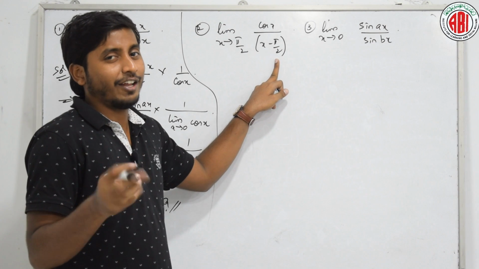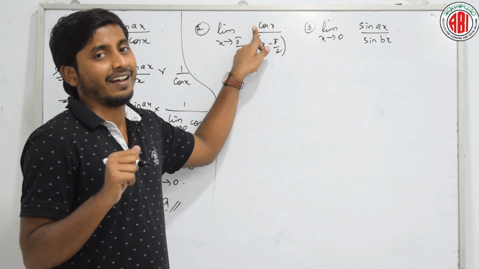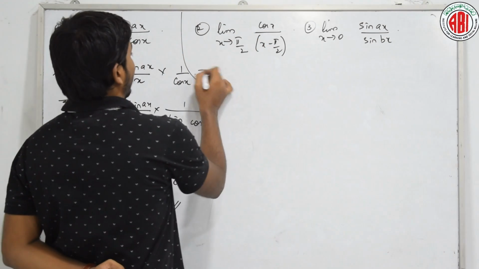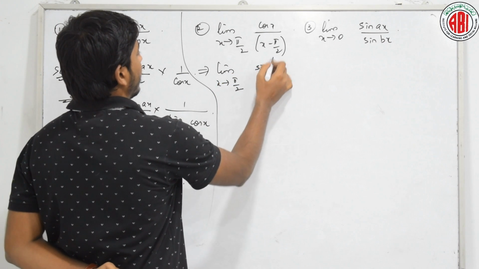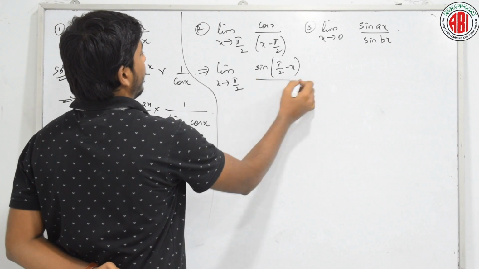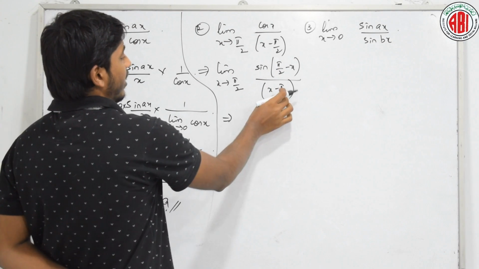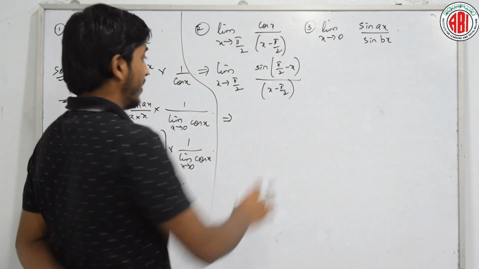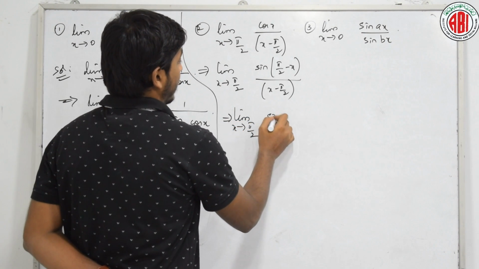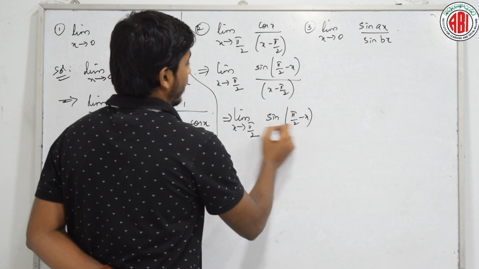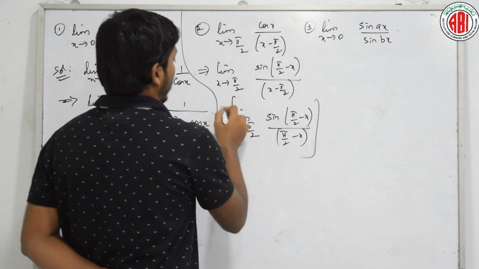You should get an idea of this: cos x can be written as sine of 90 minus theta, isn't it? Therefore, let us write this as sine of 90 minus theta by x minus pi by 2. In order to get the same thing, we can take a negative term common here, that is, take minus common. That is limit x tends to pi by 2 sine pi by 2 minus x. If I take minus common, this will become pi by 2 minus x, with a minus sign in front.